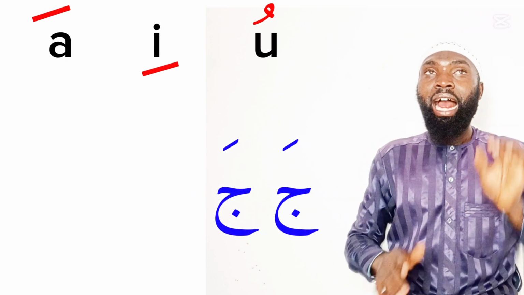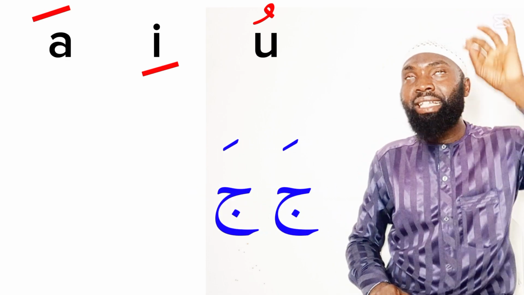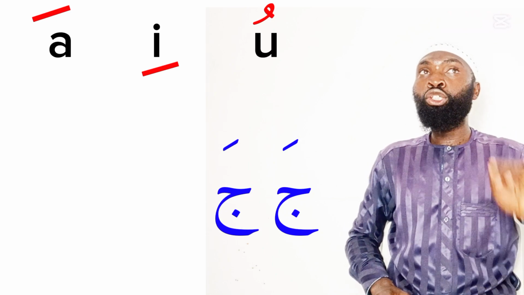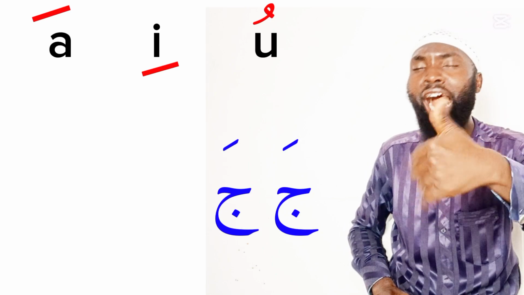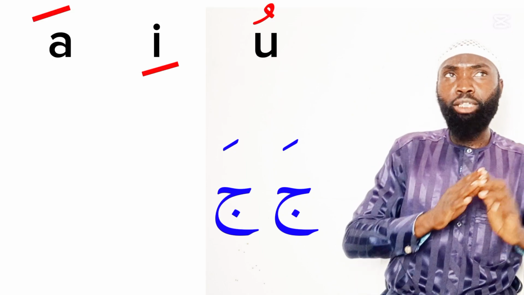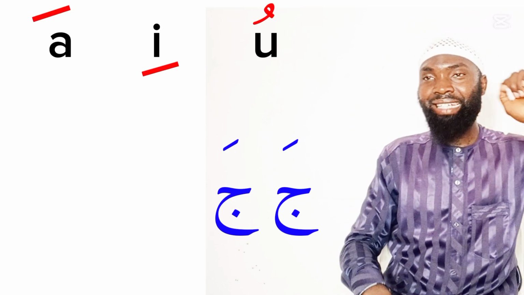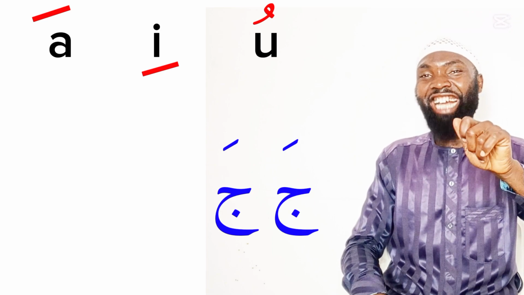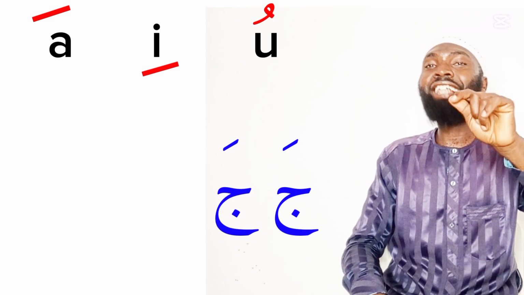Here the letter G has the first sound as the R sound above it, the dash on top of it. So it gives you G-R. That is jar. Very easy. Then the second G has also the R sound above it to give you J-R. So you say ja, ja, ja.